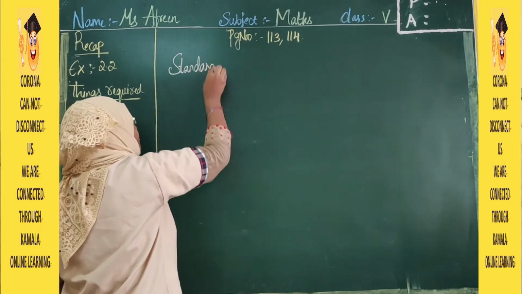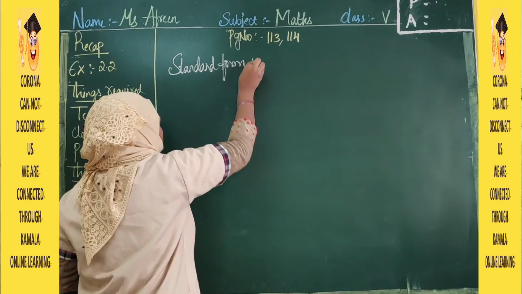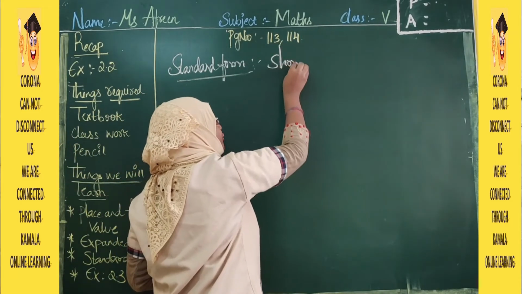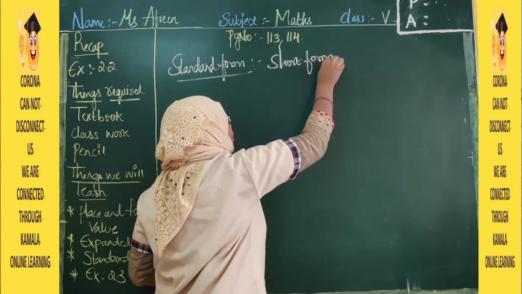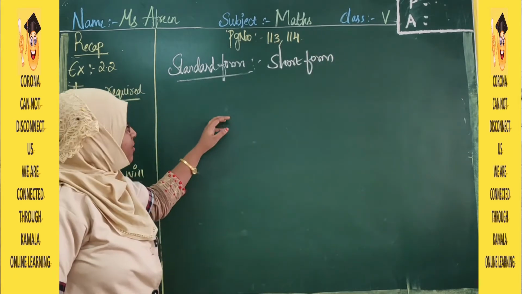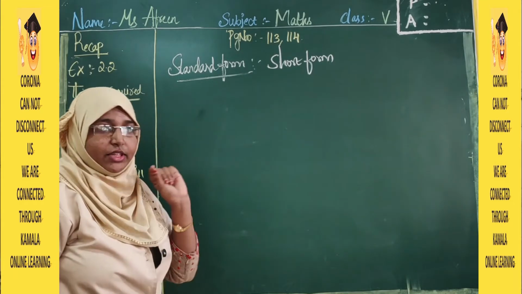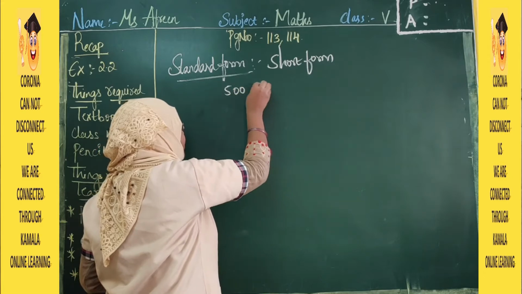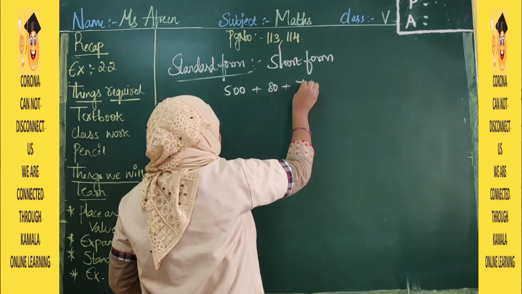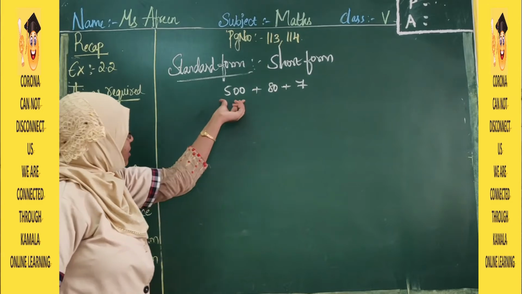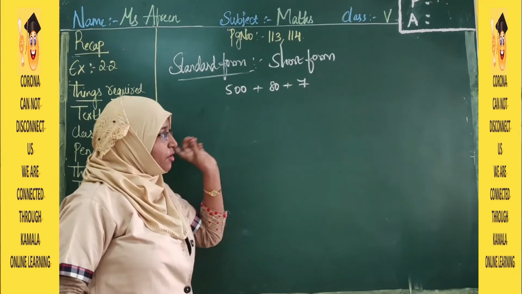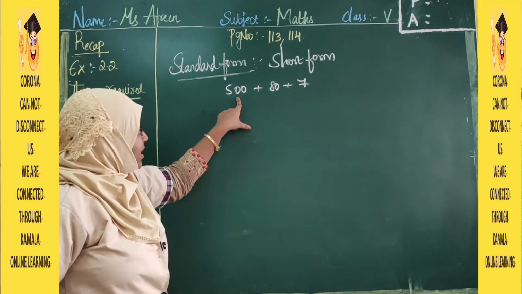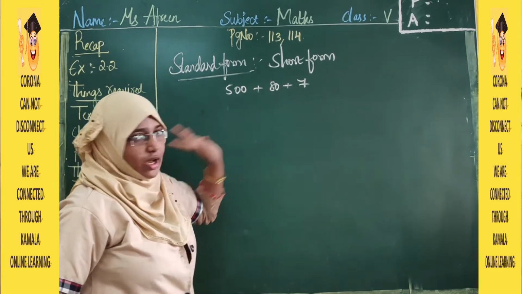Standard form. Now what is standard form? Standard form you can also call short form. What is short form? In standard form, they will already give the question in expanded form. If you take the same example, 500 plus 80 plus 7, they will give the question in this model, that is in expanded form. We have to write it in short form. Now, 5 is in which place? It is in the hundreds place. This 8 is at the tens place, and this is at the ones place.